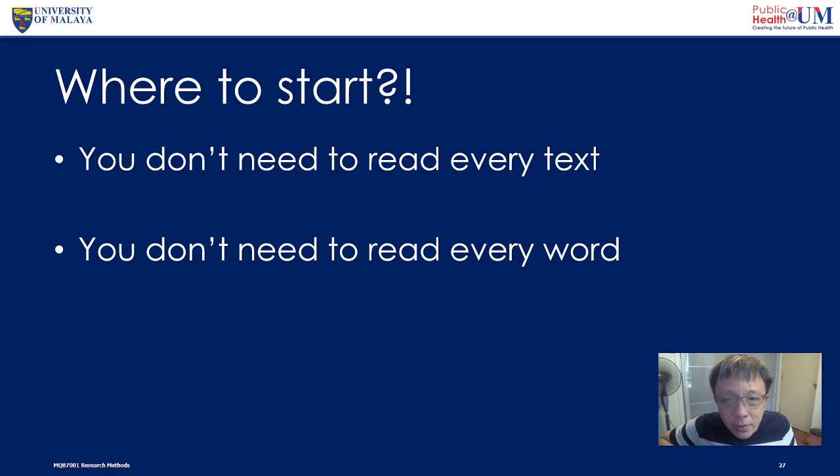Where to start? You don't need to read every text, and you don't need to read every word. To start off, you just read the title, whether you agree with the title or not. Okay, the title is okay. Then you read the abstract, whether the abstract is actually what you want or not. Okay, it's okay. Then you read the whole paper. If the title is not what you want, don't need to read. If the abstract is not what you want, don't need to read. Then you read the whole paper.